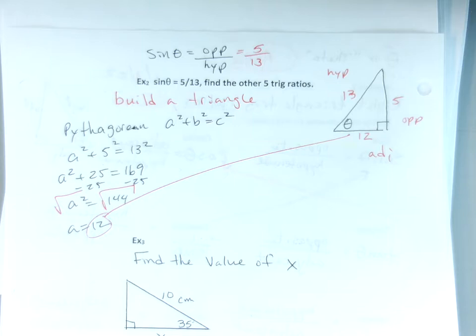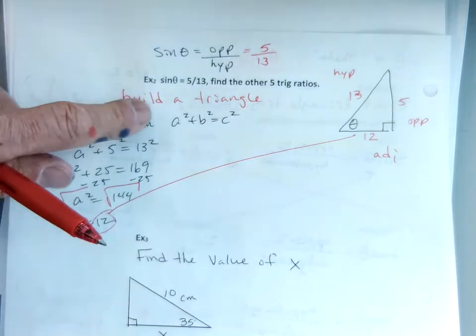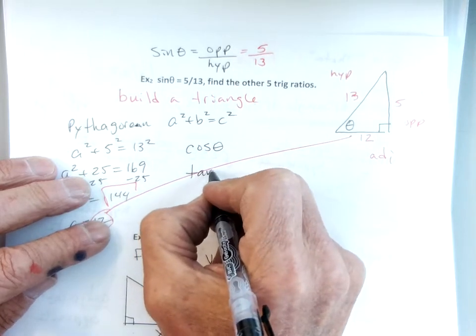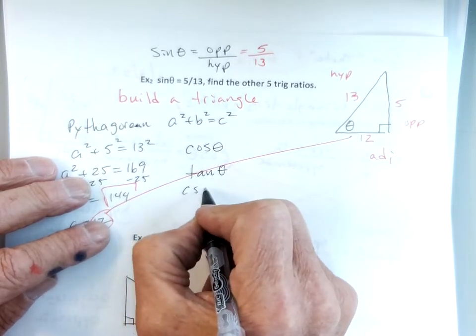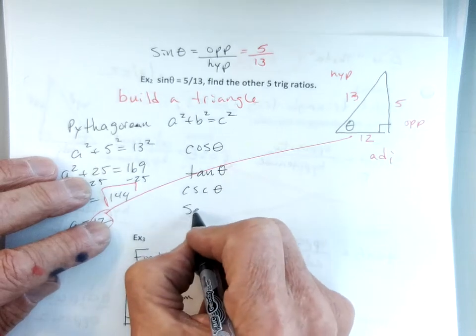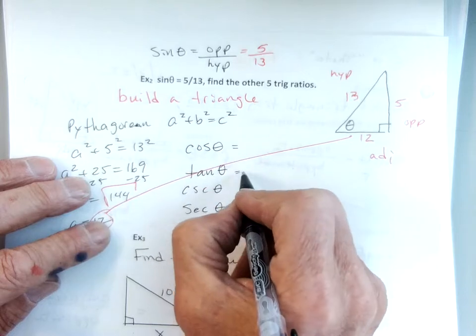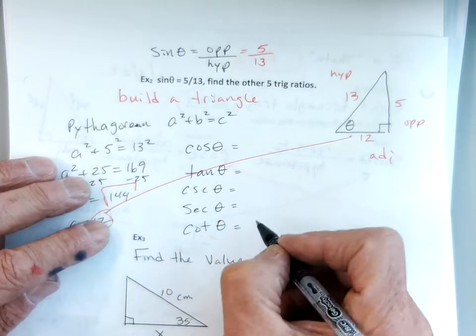I've got all 3 of these, right? I need the cosine and tangent, so I need to do just what we did on the last example. And now we can do it because we have our triangle. So what do we need? We have sine. I need cosine of theta, tangent of theta, cosecant of theta, secant of theta, and cotangent of theta, okay? This is what I need.